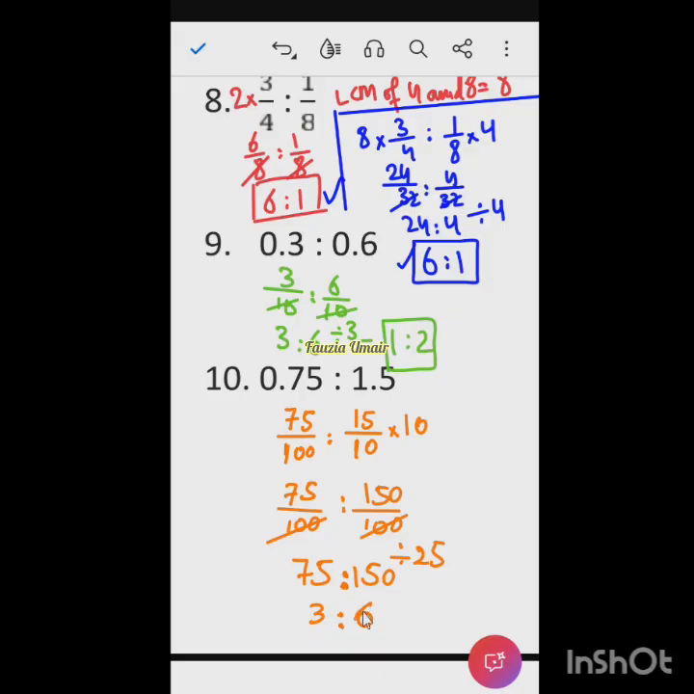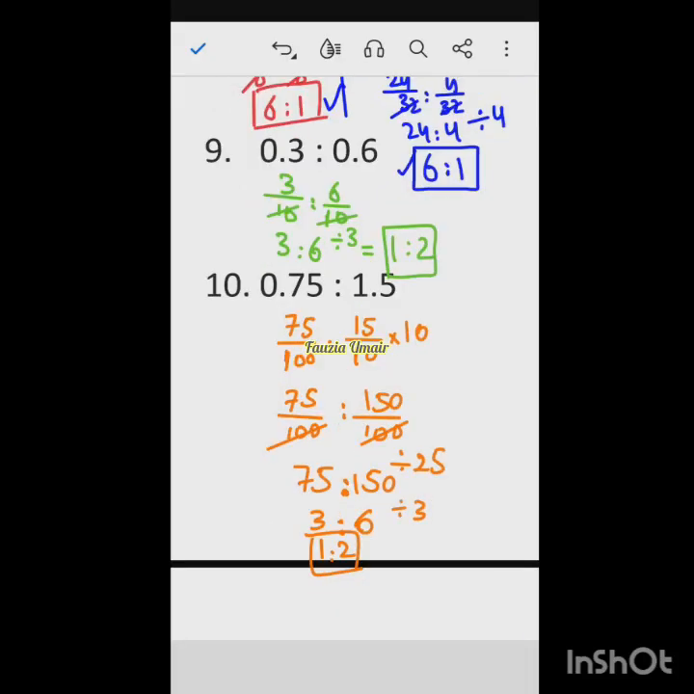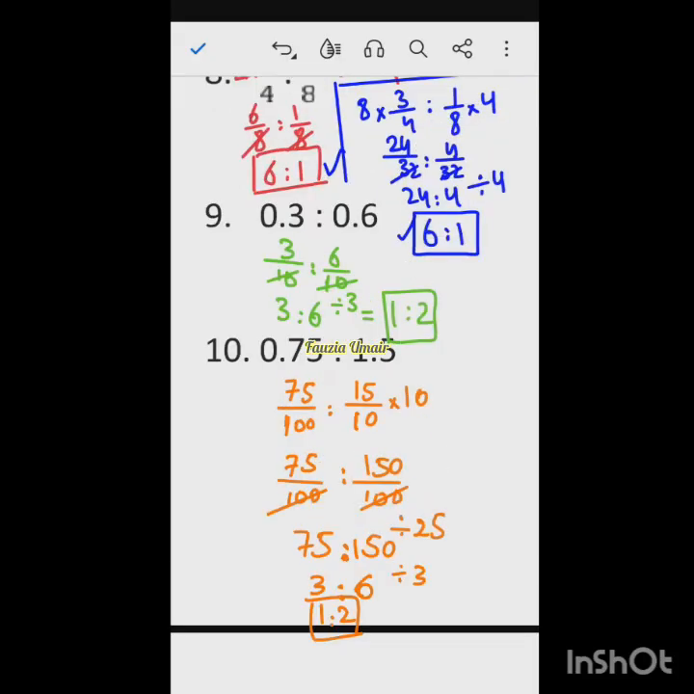So can we still divide? Yes, ma'am. With which number? With 3. And what will be the final answer? 1:2. Very good. 1:2 is the final answer. So this is your answer, right? So, Abrish, any question, anything you cannot understand? Still I can understand. Everything is fine till now.